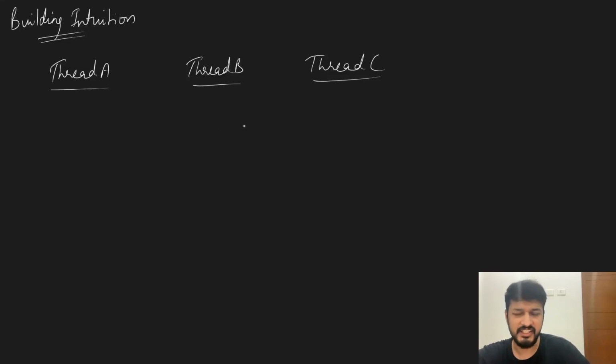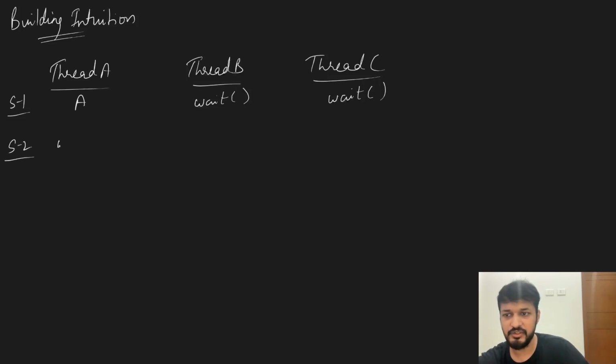What do we want initially? Initially, at any particular point of time, we want only one thread to print either A or B or C, right? Initially, we want thread A to print A. Thread B should be in wait state and thread C should also be in wait state. This should be our step 1. After this, what should be our step 2? Our step 2 should be thread A should go into wait state, thread B should go ahead and print B, and thread C should remain in wait state, right?